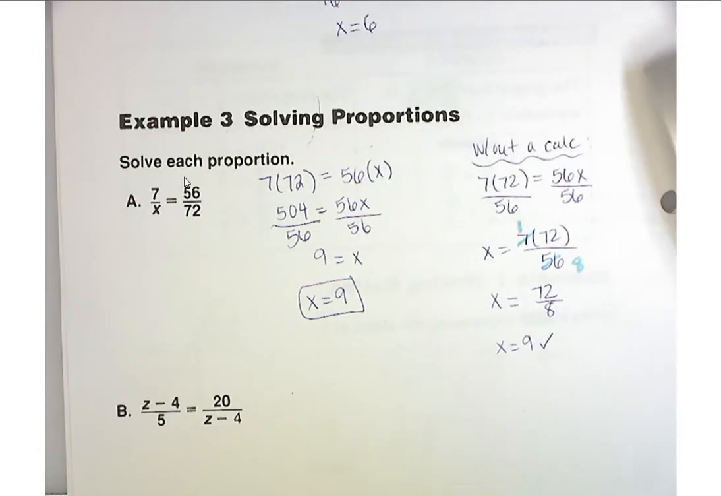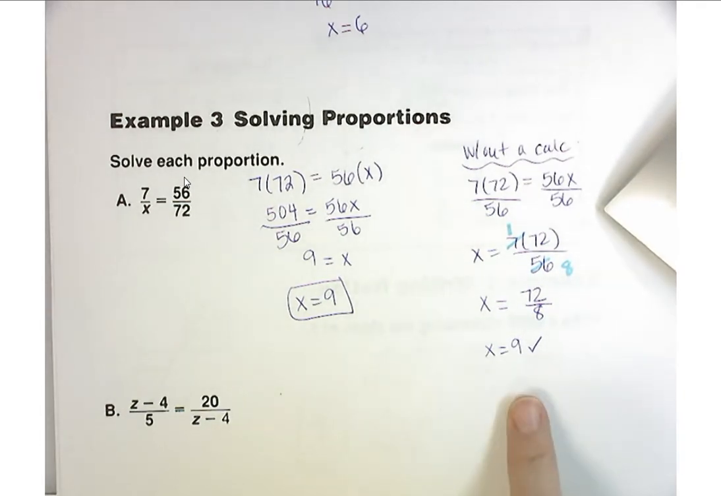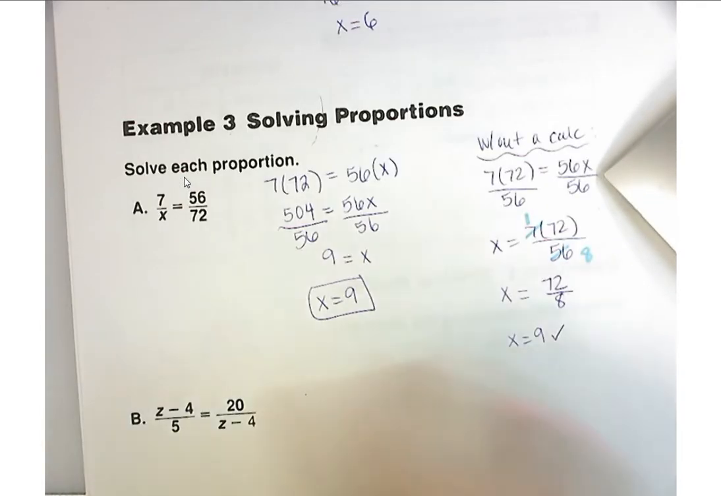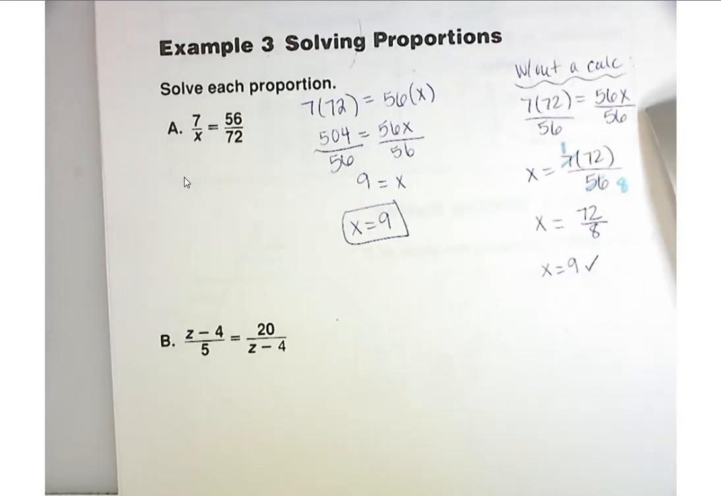You guys will have your PSAT coming up here in a month. So we're going to start thinking more about how can I do these without a calculator. Okay? All right, and then for B, we are still going to use the cross product property.